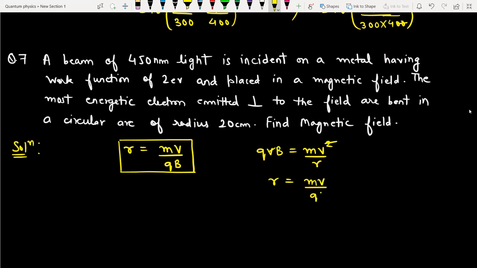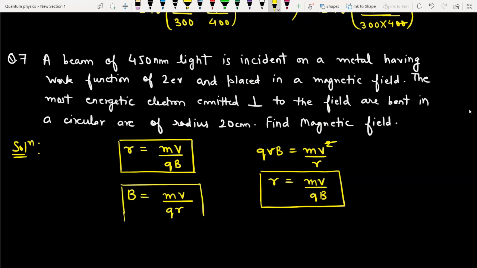Remember, this expression for the radius is only valid when the magnetic field is perpendicular to the direction in which the charged particle is moving. So this is the expression. Now we have to calculate the value of B, the magnetic field. B is mv over q times r. Since it's an electron, the value of q is 1.6 into 10 raised to the power minus 19 coulombs.